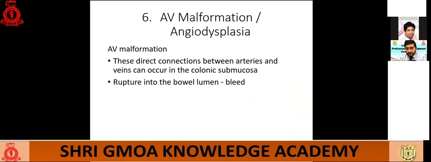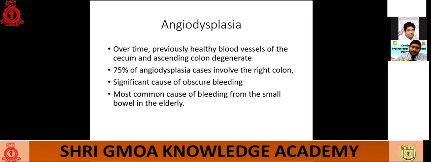Then a bit about AV malformations and angiodysplasia. AV malformations are mainly congenital and they occur in the colonic submucosa, and with trauma they can bleed. But angiodysplasia is where previously healthy vessels later on degenerate and become ectatic, and they can bleed. In 75% of cases, angiodysplasia involves the right colon, and it is one of the significant causes of small intestinal bleeds.